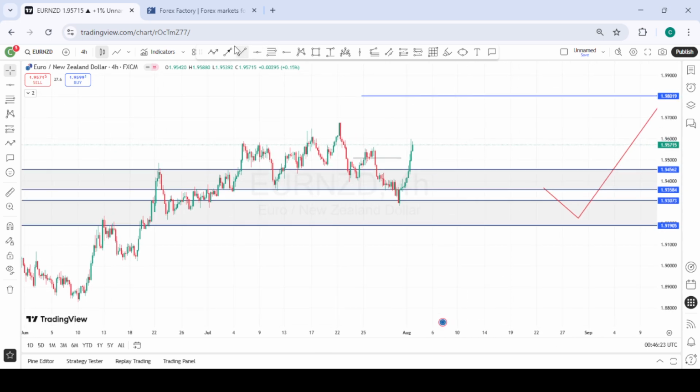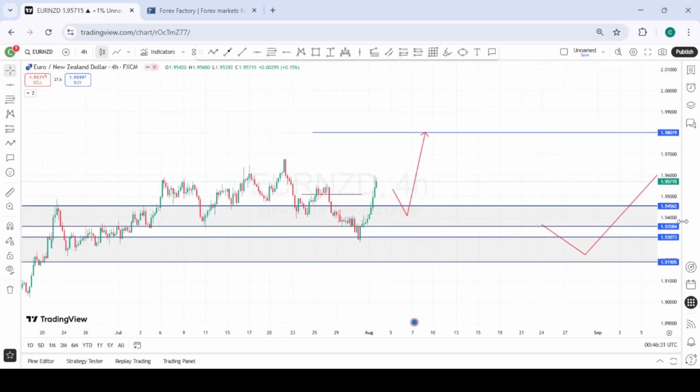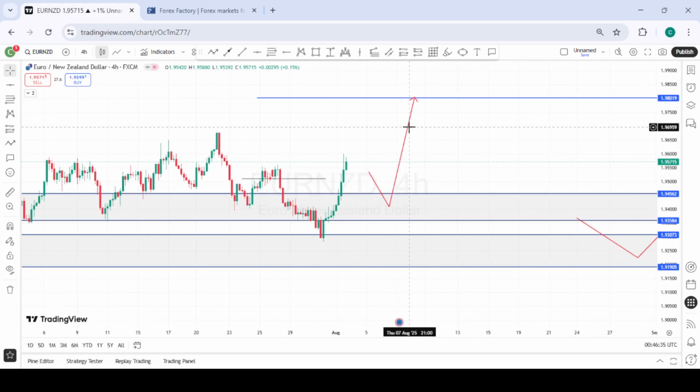So we're looking forward to a possible pullback to this zone, get a bullish confirmation, and continue the buys to the upside. So this is EURNZD. So I'm bullish on EURNZD.